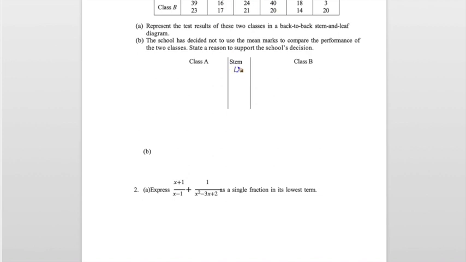so the first stem is actually a 0 followed by a 2. Now this is class A, so 2 will be on this side. Okay, and then 0, 6, which is class A, 0, 6. So we need a key. So the key to class A is actually 2 stroke, means 0, 2.